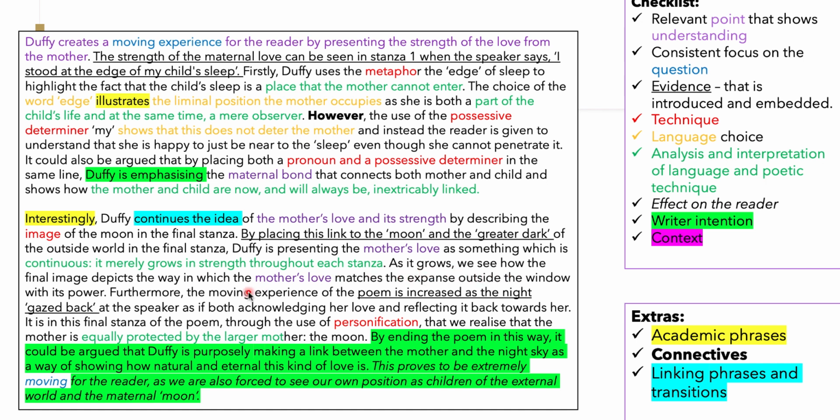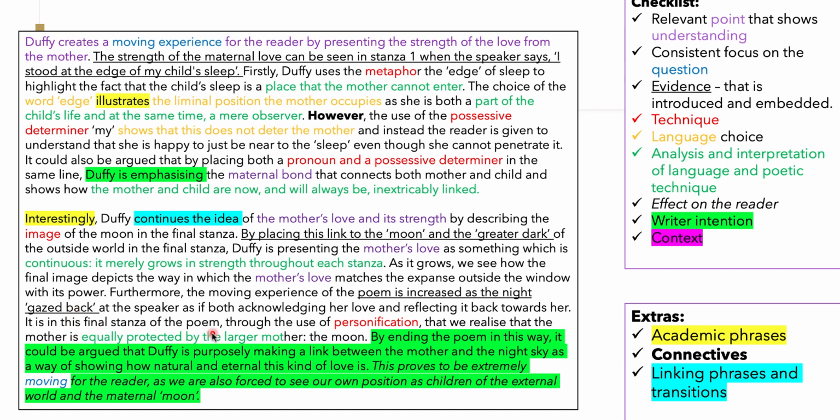As it grows, we see how the final image depicts the way in which the mother's love matches the expanse outside the window with its power. Furthermore, the moving experience of the poem is increased as the knight gazed back at the speaker, as if both acknowledging her love and reflecting it back towards her. So notice how a lot of these quotations are 1 word, 2 words, and they're very neatly embedded into my sentence. So you don't always have to pick a full line. Just pick whichever part of the quotation you feel that you need.